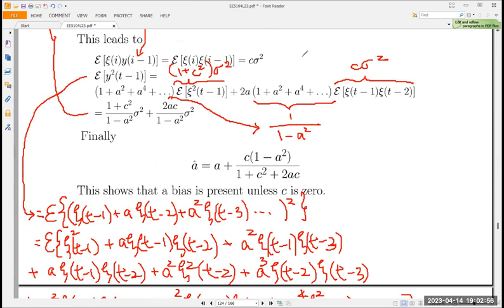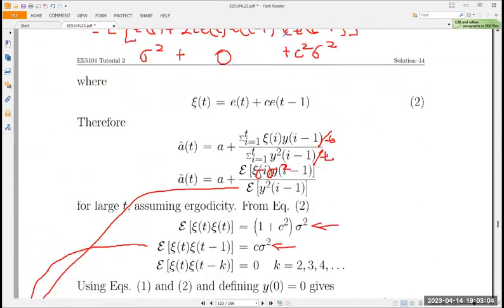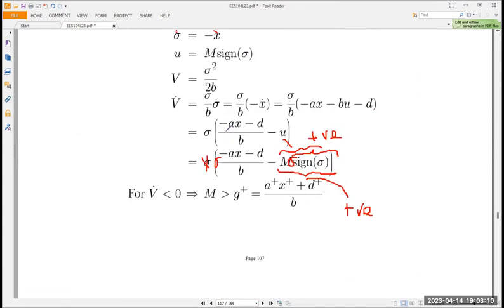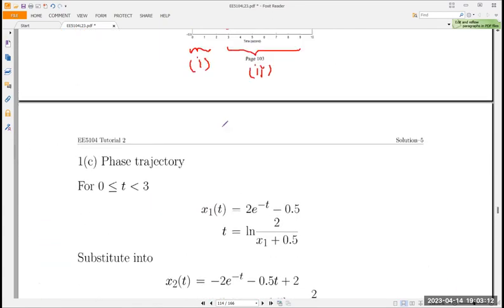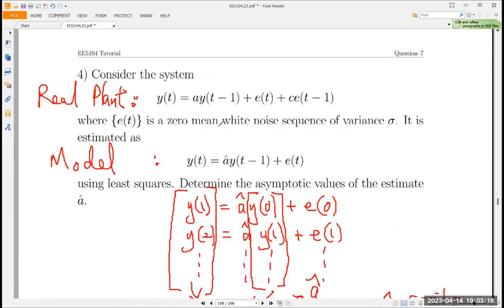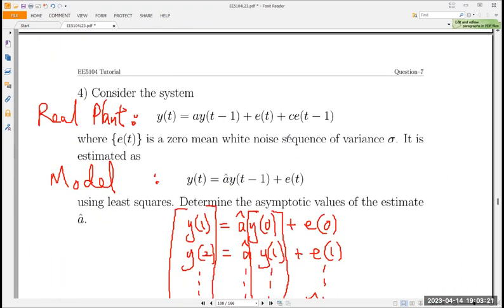You are not going to get the correct result unless c is 0. If c is 0, what does it mean? It means that you model correctly. Because where's the question? The question basically says, if the real plant has c equal to 0, then your model and the real plant match. Then you get a hat equals a. If it doesn't match, then this a is not your a.